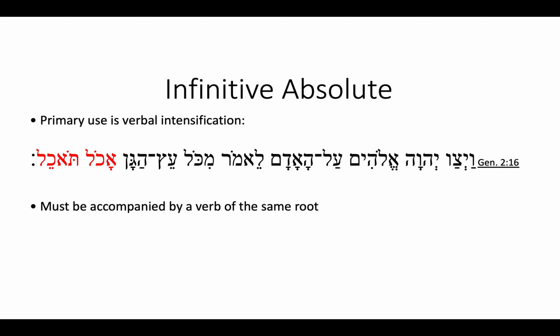So when the infinitive absolute, which is the first of those two forms in the red, is functioning as an intensifier, it will be in this form and then followed by a verb, usually in the imperfect, but I think sometimes it could be in the perfect. I'd have to think about that. But those two verbs have to have the exact same root. So if you see two verbs that look like they're doing their verbal thing, one right after the other, this could be the phenomenon that you're encountering in your text.